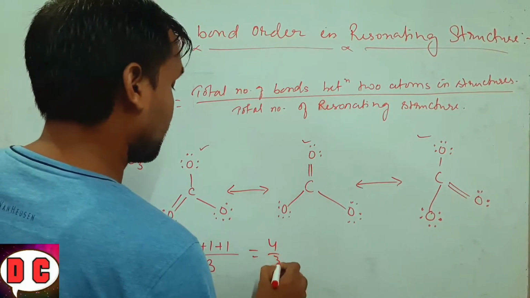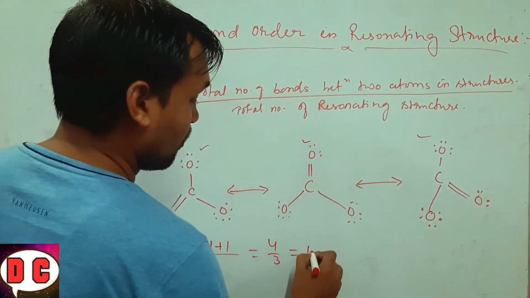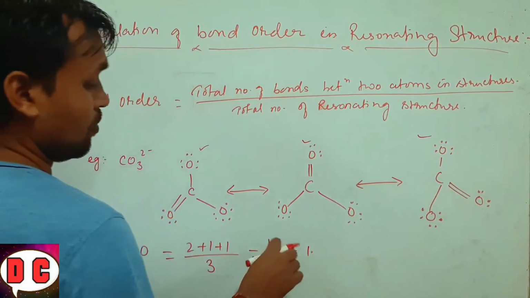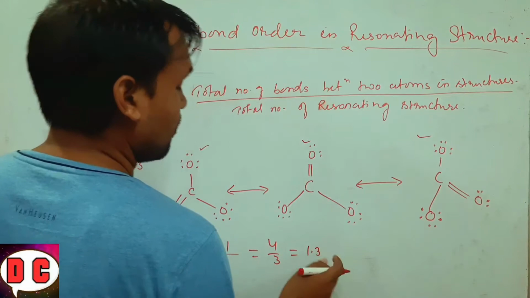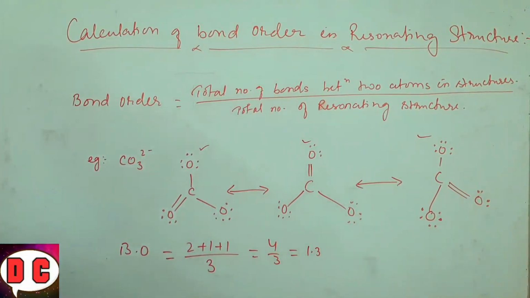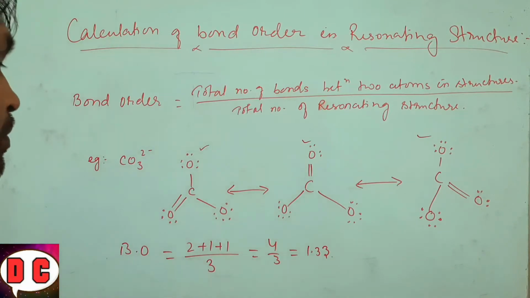4 divided by 3, how much will it come? 1 point... 1.3. Okay, it will be coming out 1.33 something. So the bond order here will be 1.33.